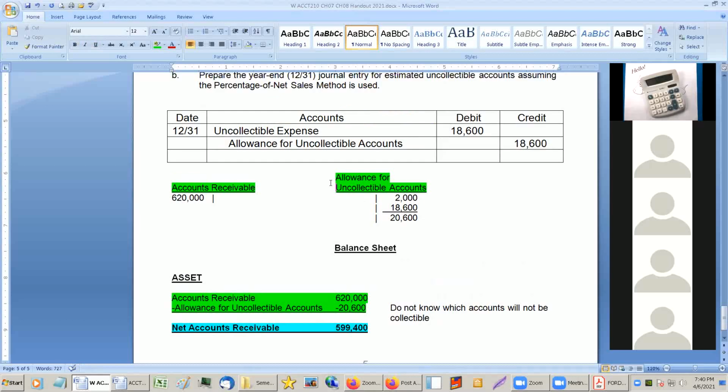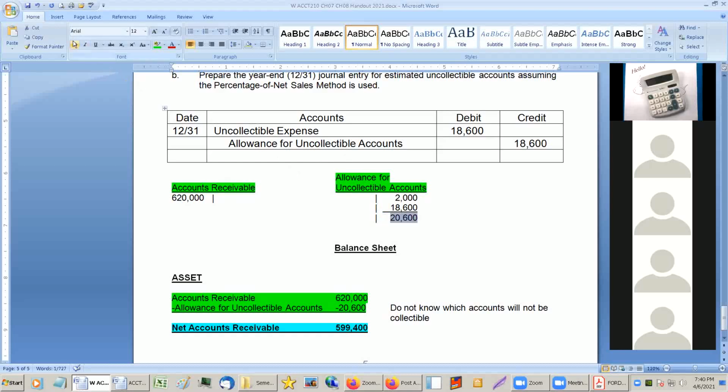And again, we're setting up this allowance account because we don't know who's going to go bankrupt. If we did, we would write off their account or we wouldn't sell to them in the first place. But we don't know who it's going to be. And even the people that might be going bankrupt or leaving the country or dying, they don't know either. So it's one of those things that nobody knows.